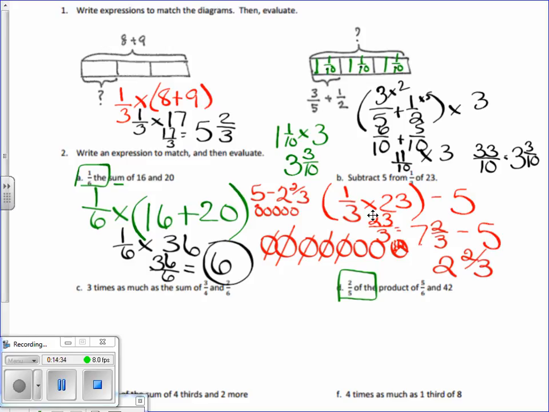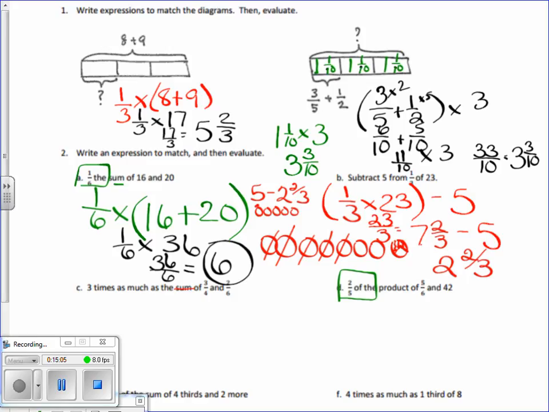3 times as much as the sum of 3/4 and 2/6. So there's adding in there somewhere because of the word sum. So what am I adding?